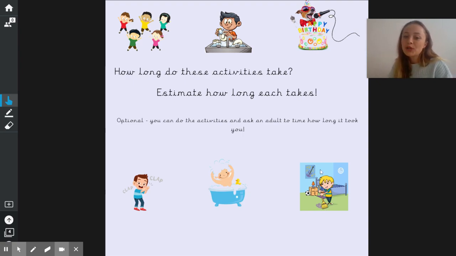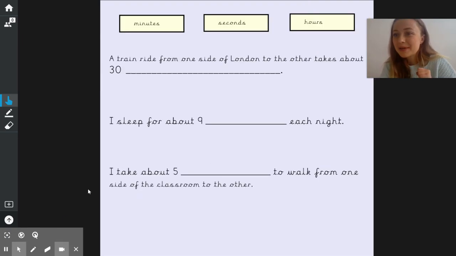Okay, so really we're looking at estimating. So the actual timing of the activities, you might need to ask someone to help you with. Maybe they might teach you or show you it. Don't worry if not. We're just estimating how long, because we need to make sure they are sensible estimations.